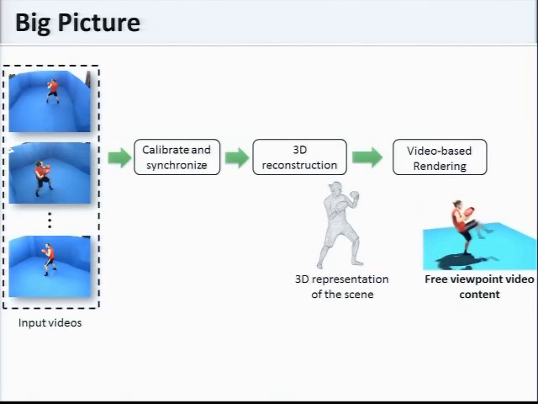At that time when I started, there was a lot of interest in generating free viewpoint video content out of input videos. And this is the typical pipeline that you would use for generating such data. You start from input videos taken of a scene from multiple viewing angles. You calibrate and synchronize the videos. Then you use some 3D reconstruction technique to get a mathematical representation of the scene. And then with a bit of effort, you apply some video-based rendering technique and you get the desired free viewpoint videos like in this case.